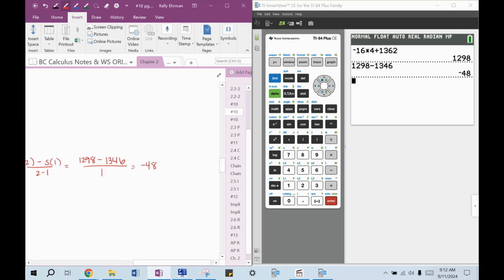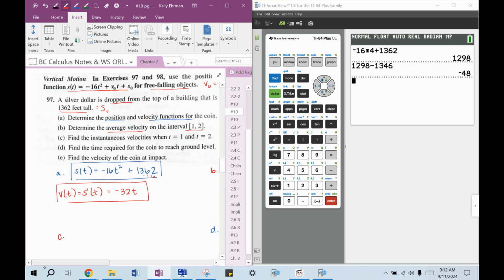And then again, I just am assuming it's feet per second. I think that's right for that position equation. All right, that's the average velocity.